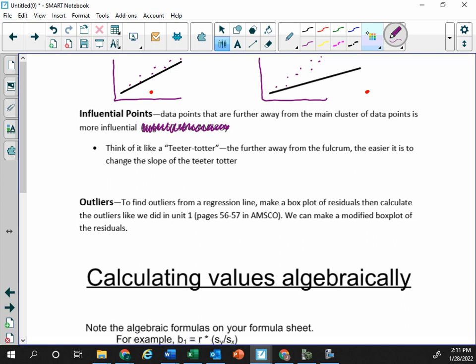The outlier part, we're going to come back to that when we actually do a scatter plot of our residuals and then a box plot of our residuals, all that stuff. Not necessarily. Yeah, that's a good question. They could be. Yes. To actually calculate the outliers, does anybody remember the formulas we used way back in, I don't know, unit 1?